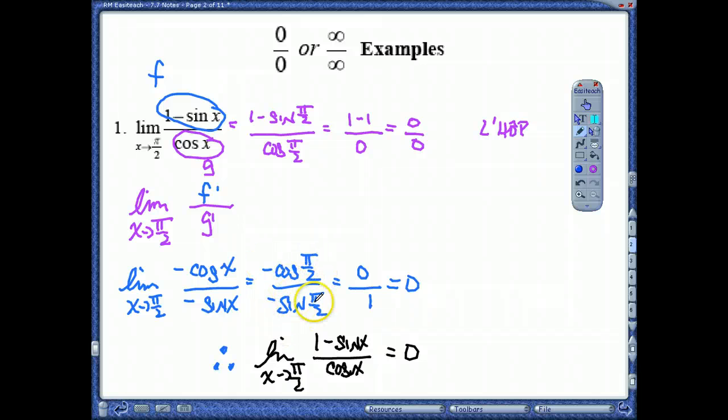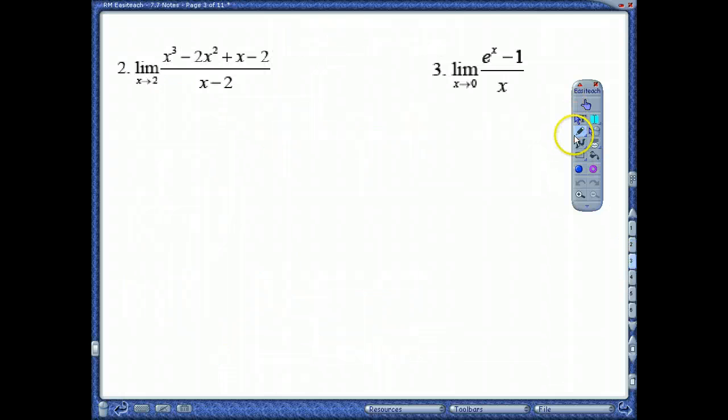Plug that value in again. Wherever that derivative is headed, that's where the original function is headed. Now remember, this only works if f and g are differentiable and g prime, the derivative of g, is not equal to 0. So let's do another.